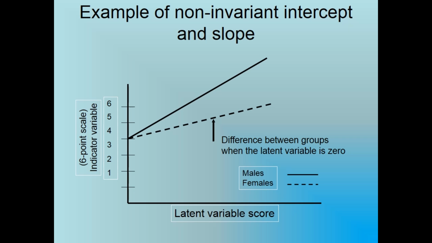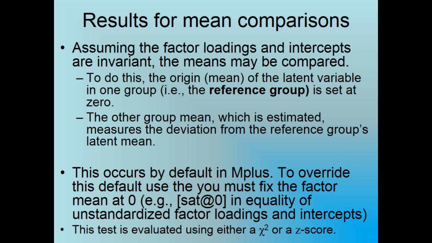Assuming your unstandardized factor loadings and intercepts are invariant, the next thing you might want to do is actually to compare the means to test whether males and females' satisfaction at work on the latent variable is equal across the groups. To do this, what you typically do is you fix the mean at 0 for one group and estimate the other group. And this will occur by default in Mplus. Remember, if you want to override this default, you have to fix that mean at 0 as shown here.